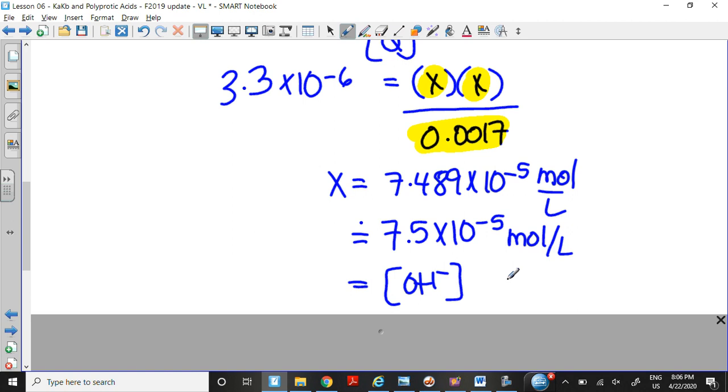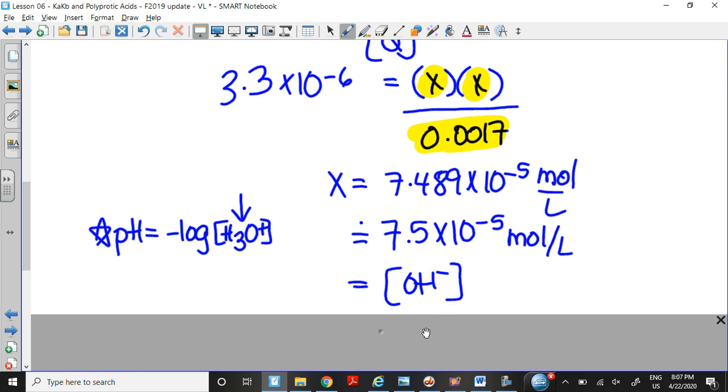The last part of the question is finding pH. You can't find the pH until you get a concentration to work with. So here we have hydroxide ion concentration. If we want to find pH, remember the formula for pH is negative log of hydronium ions. So we need hydronium ion concentration. Do we have hydronium ion concentration? No. We have hydroxide ion concentration.